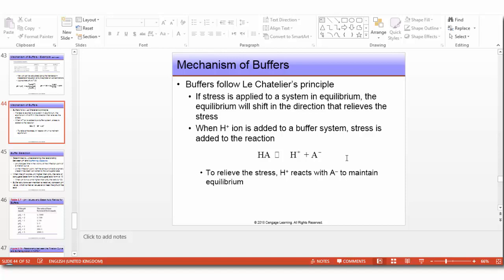Now we conclude here that the phosphate buffer is suitable as a buffer near pH 7.2, and the acetate buffer is suitable as a buffer near pH 4.76. At pH values below the pKa, the acid form predominates, as we saw earlier, and at pH values above the pKa, the basic form predominates.